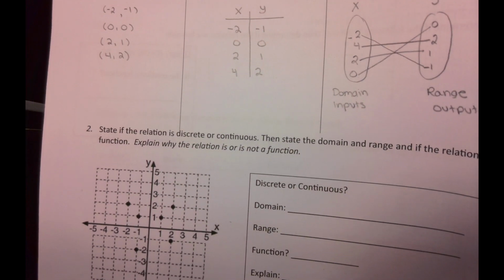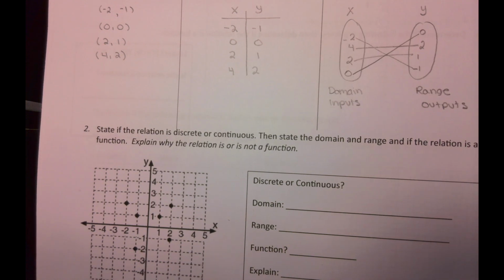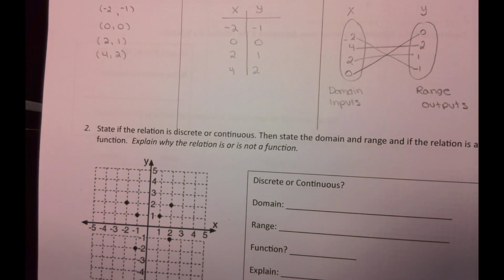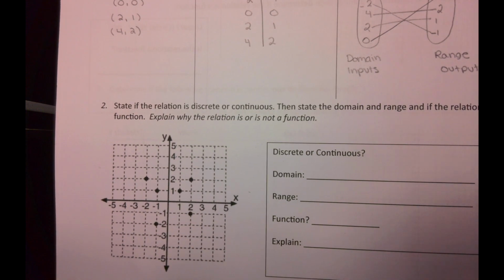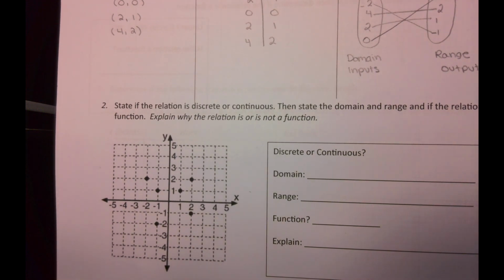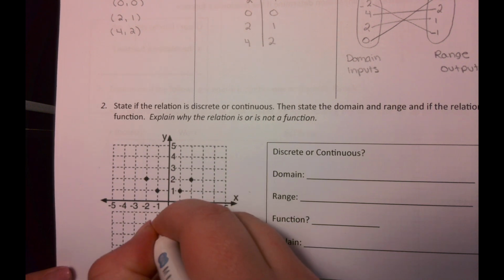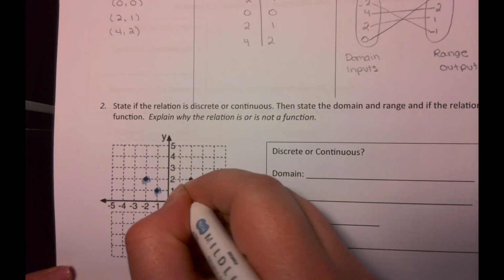Next up, it says state if the relation is discrete or continuous, then state the domain and range, and if the relation is a function. Explain why the relation is a function or not a function. So if we take a look here at our points, and I'm going to highlight them so you guys can see them a little bit better. We have a point here, here, here, here, here, and here.